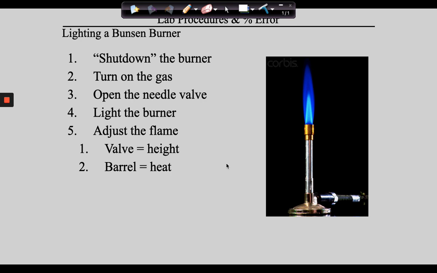Let me show you what I'm talking about. So this is the mistake you're going to make. You're going to come along and your ring stand is going to be like this. And eventually you're going to put a beaker or something on here and you're going to try to heat up some water or something like that. And the problem is that there's so much distance between your flame and the ring stand that it doesn't get hot enough. So here's what you're going to do.